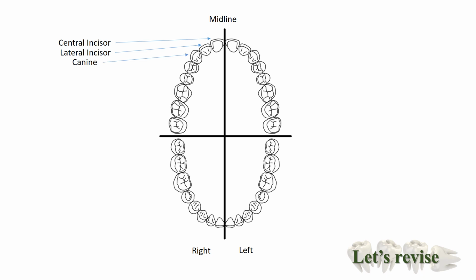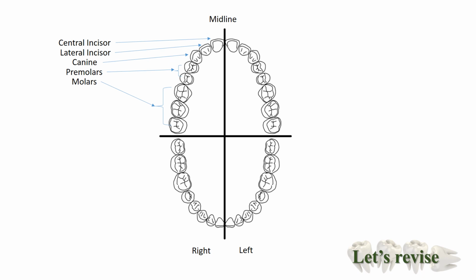The canine teeth are sometimes referred to as the cornerstone of the mouth. We've got two premolars, and we've got three molars. So that would be the teeth that we've got, and they repeat. On the left, we would have the left central incisor, the left lateral incisor, the left canine, the left premolars, and the left molars.